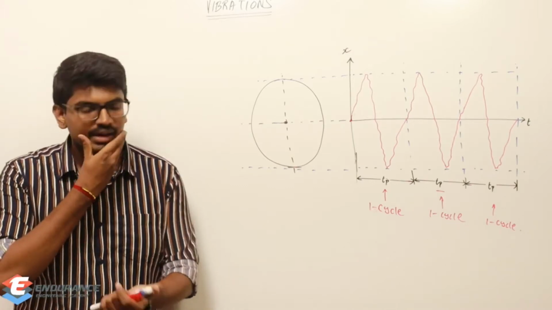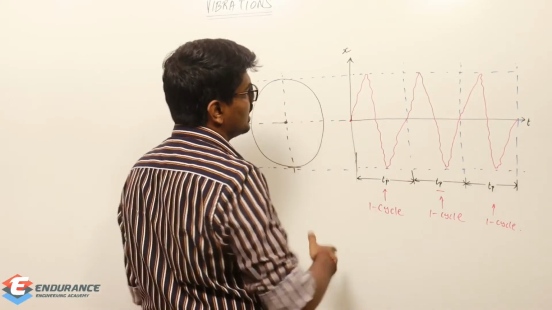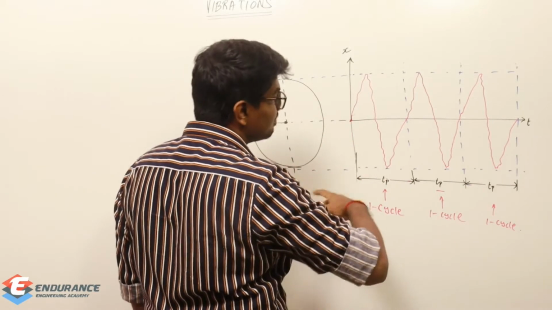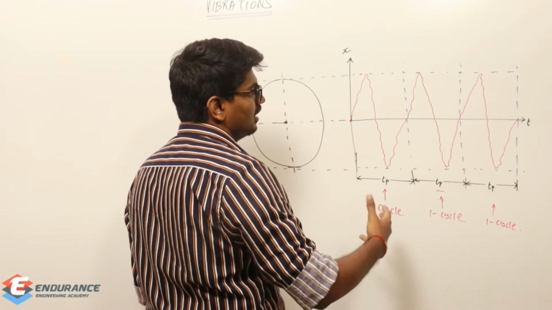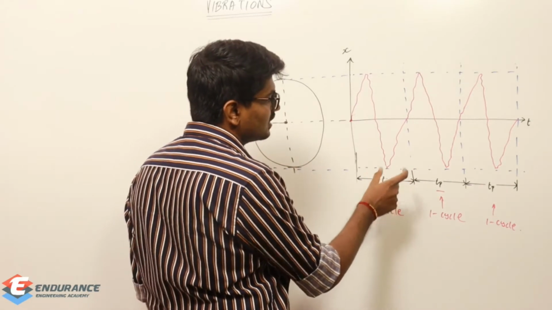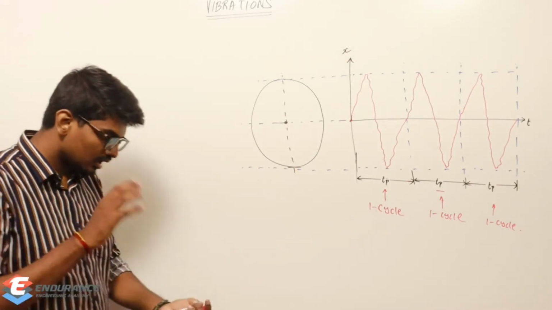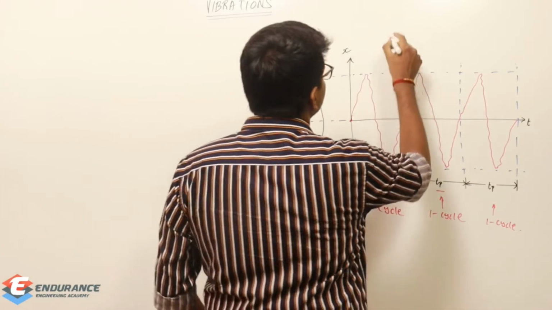So we know that this is our periodical motion, right? Example for a periodical motion: any component x which repeats the motion for a fixed time interval, right? For each time interval, time period, if it repeats, then I can call it a periodical motion. Now, what did Hertz do?